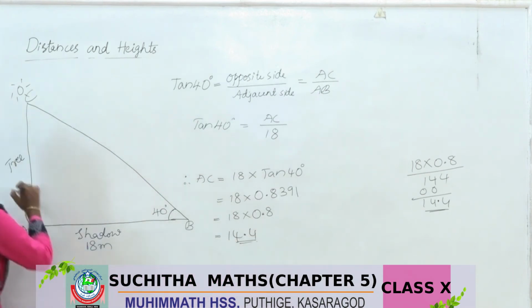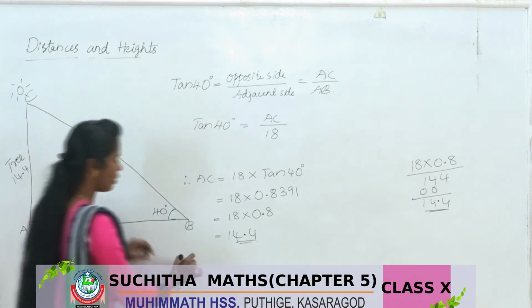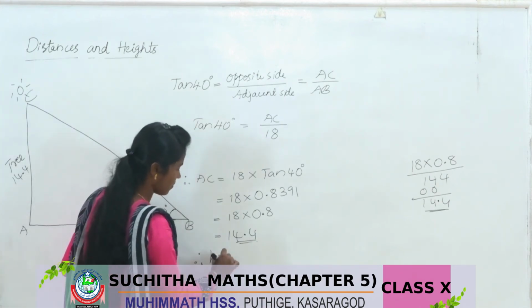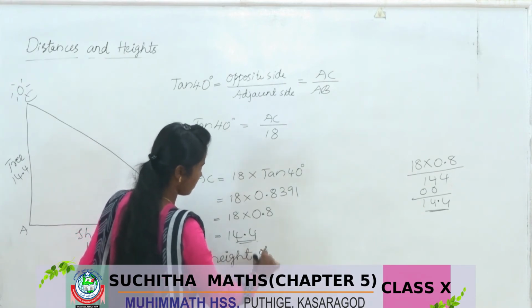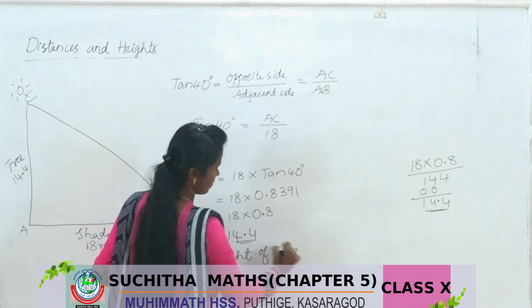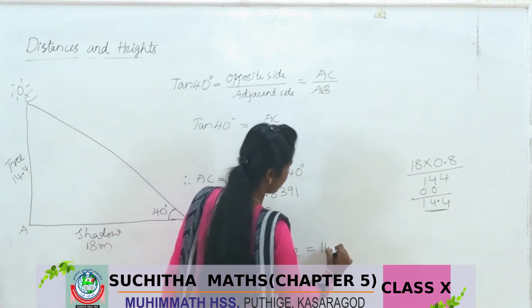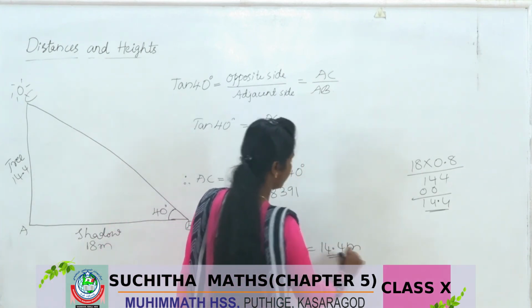Length of AC is 14.4. That is, AC is the tree. Therefore, the height of the tree is 14.4 meter.